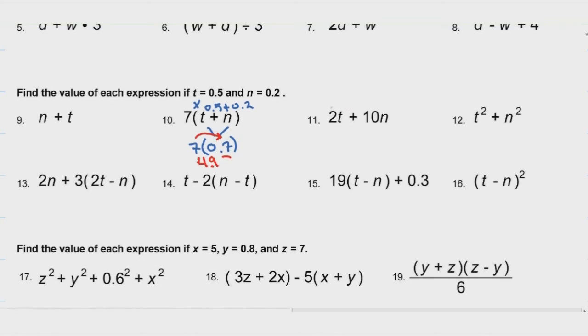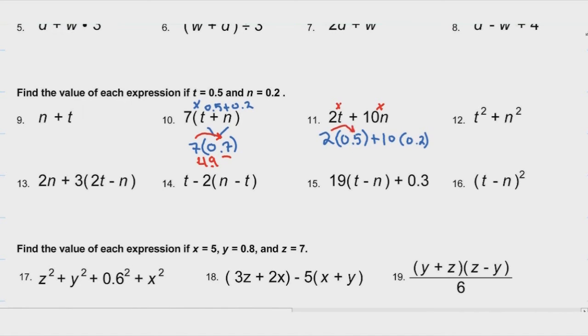Problem 11, we have 2 next to t, which is going to be again multiplication. We have 10 next to n, which again is going to be multiplication. So we have 2 times t, which is going to be 0.5. Then we have plus 10 times n, which is going to be 0.2. And we do multiplication first, order of operations.